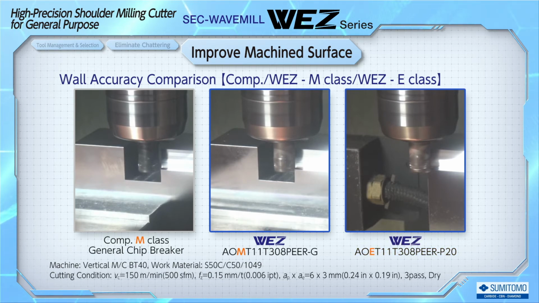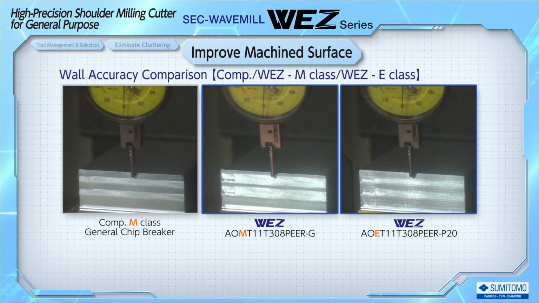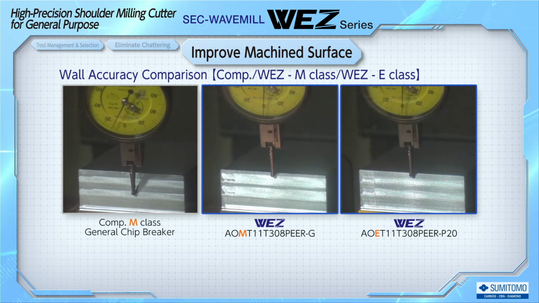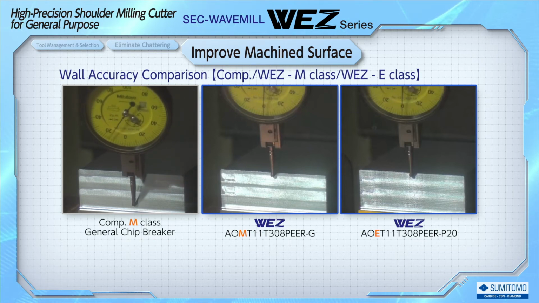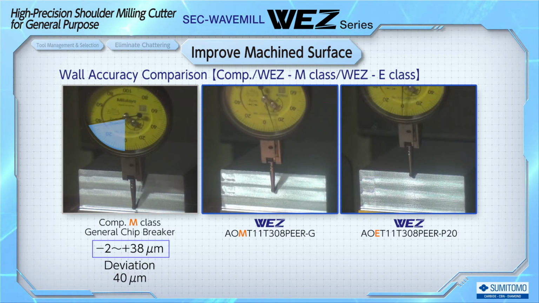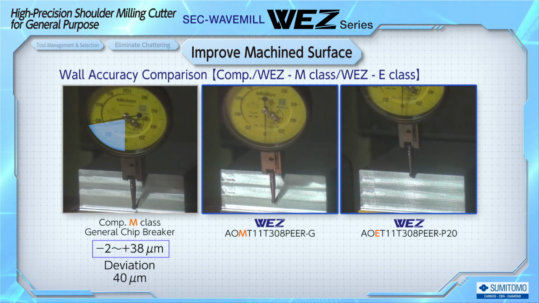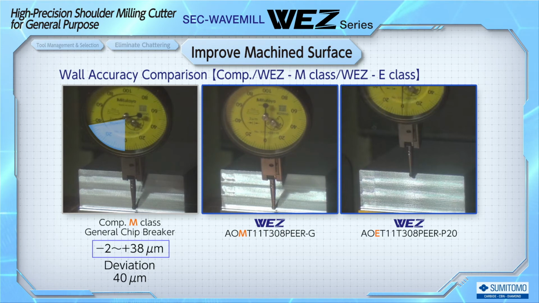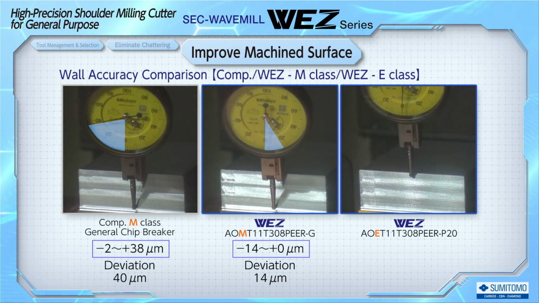Three passes are machined in the actual direction under the condition indicated. Measure the wall accuracy in turn with a dial gauge. First of all, with competitors, the needle movement is big at the border of machining passes. As a result of the measurement, there was 40 micron level difference. Next, measuring the wall surface machined by WEZ M-Class inserts. Compared with the previous one, the needle movement is small at the border of machining passes. The result is 14 microns, and roughness is reduced to 1/3 even with the same M-Class insert.